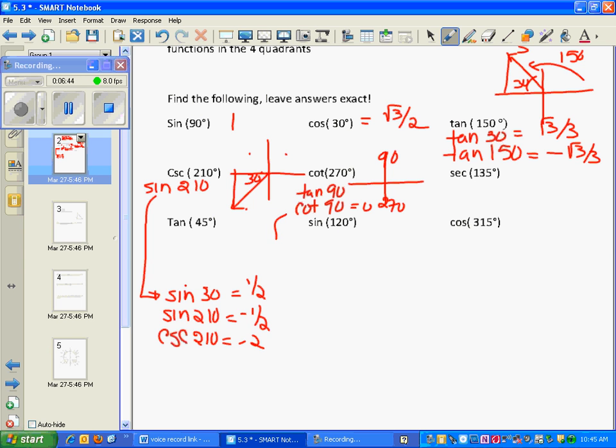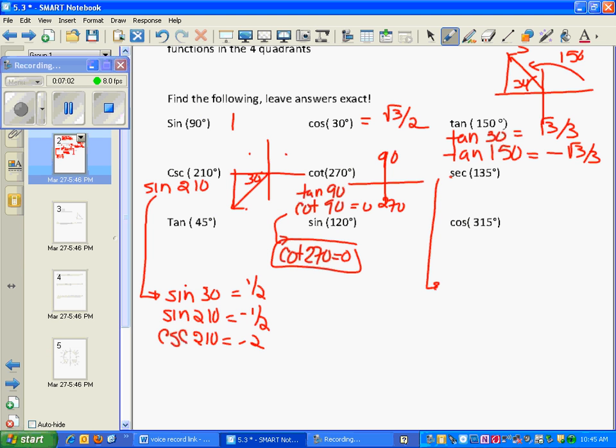Okay, so then what do you think that makes the cotangent of 270? Also just 0. Because you're not positive, you're not negative 0, you're just 0. You following this? Okay.